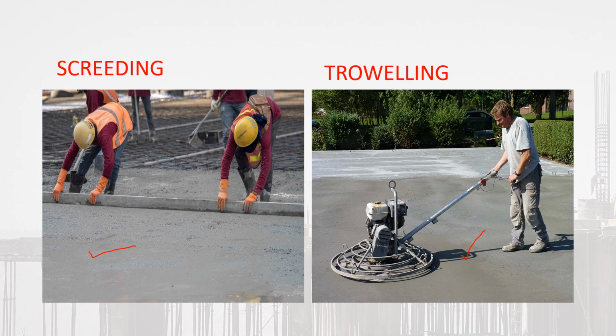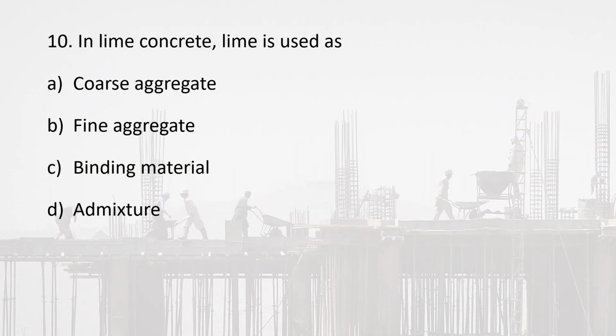Next question, in lime concrete, lime is used as option A, coarse aggregate, option B, fine aggregate, option C, binding material and option D, admixture. So in lime concrete, lime is used as a binding material. So option C is the correct answer. Hydraulic lime is used in lime concrete as a binding material.